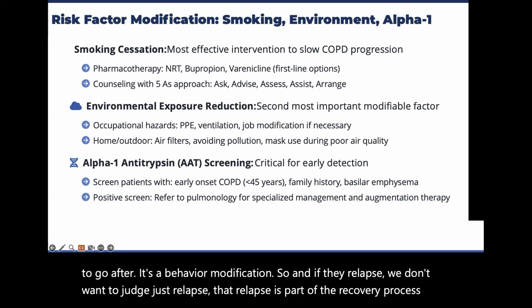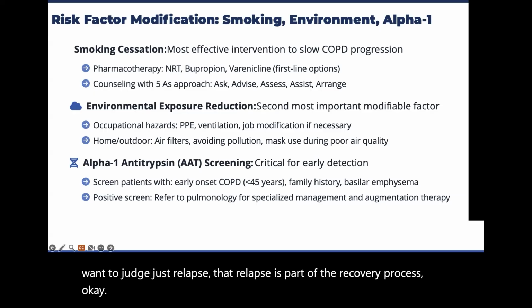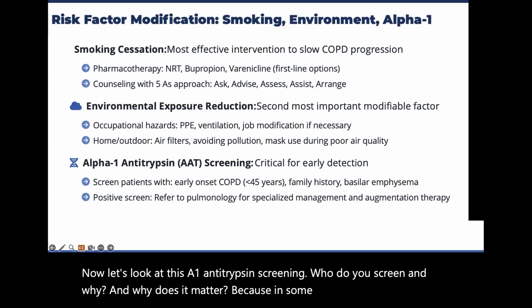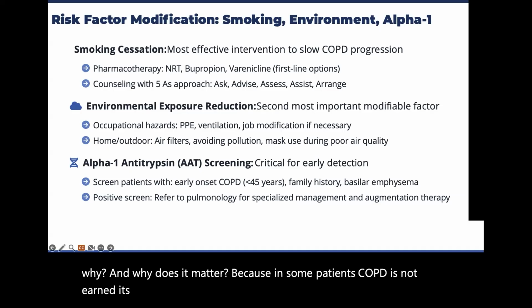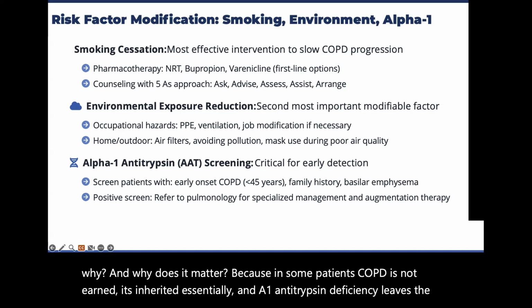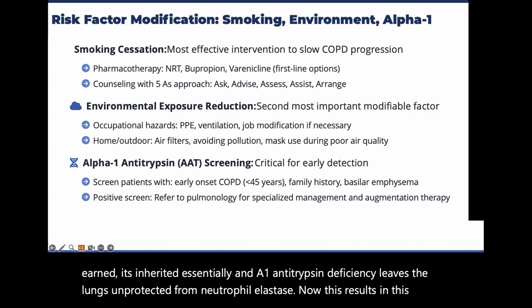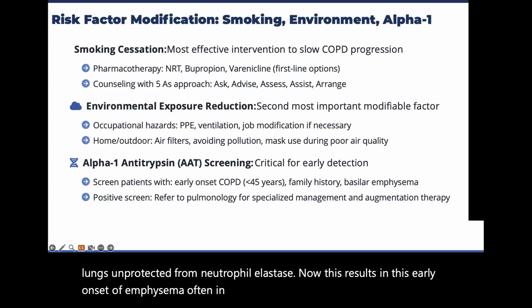Okay. Now, let's look at this alpha-1 antitrypsin screening. Who do you screen and why does it matter? Because in some patients, COPD is not earned, it's inherited, essentially. And alpha-1 antitrypsin deficiency leaves the lungs unprotected from neutrophil elastase. Now, this results in this early onset of emphysema, often in the 30s or 40s.